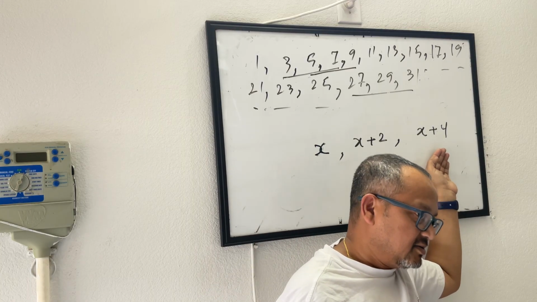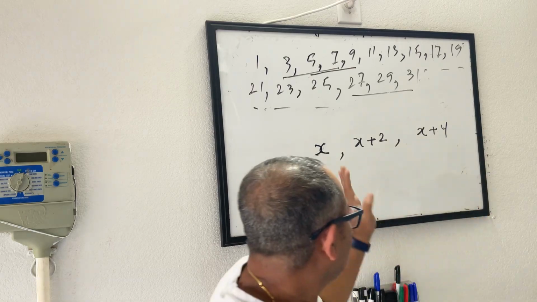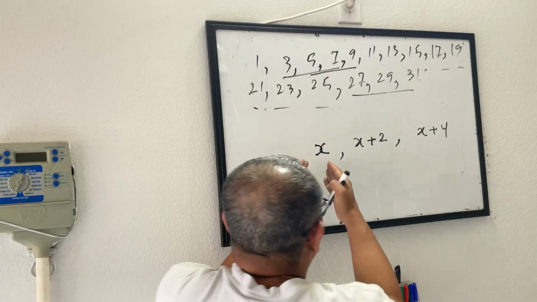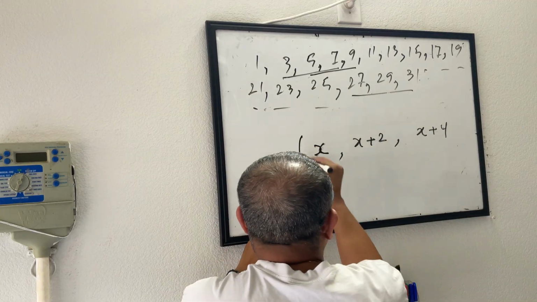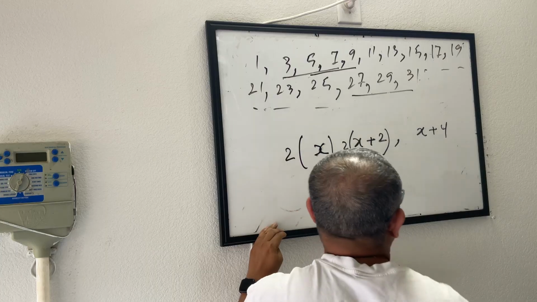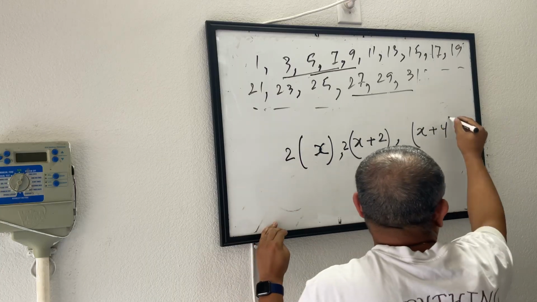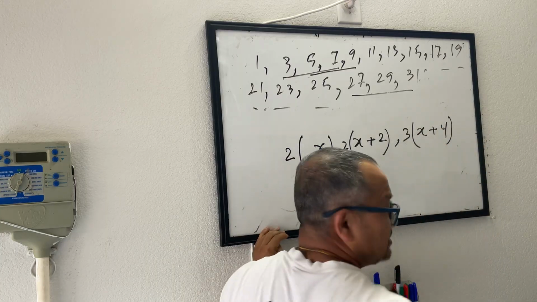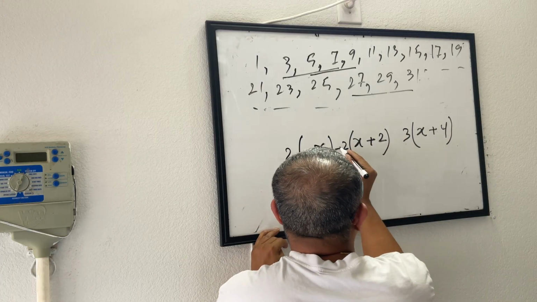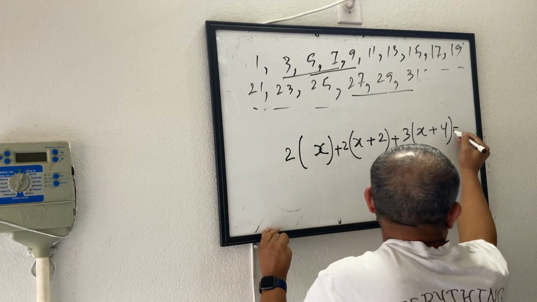Now, the question says 2 times the first and the second number. So 2 times x, 2 times this, and 3 times the third number, meaning 3 times this, will add up to become 152.